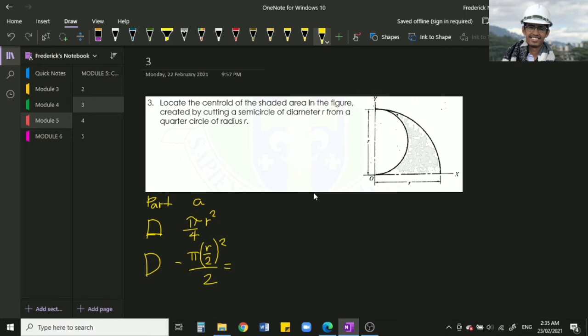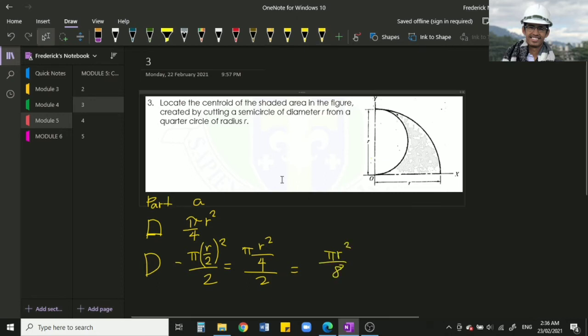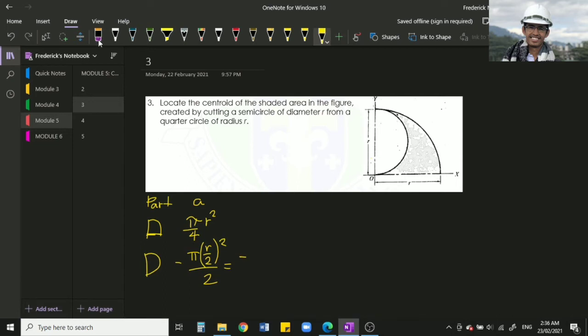Simplify natin to. So magiging pi, that will be r squared over 4. Then this will be 2. So magmumultiply na lang ito. This will be equal to pi r squared over 8. Okay. So ayusin lang natin. So that will be negative. So negative siya. Negative pi r squared over 8.